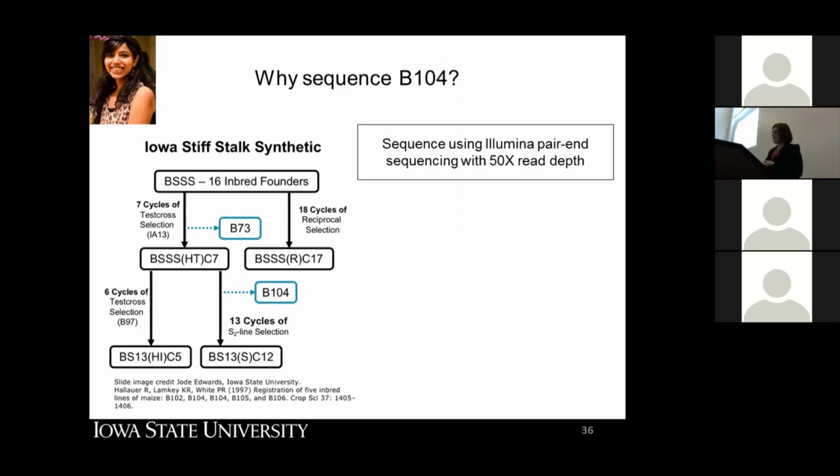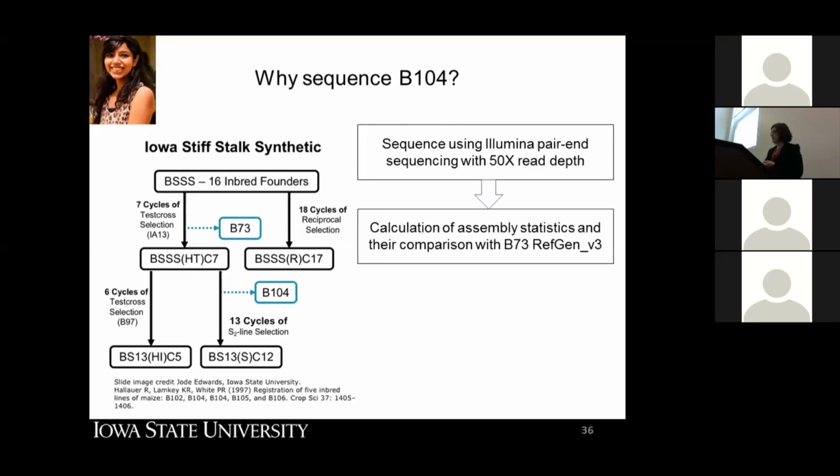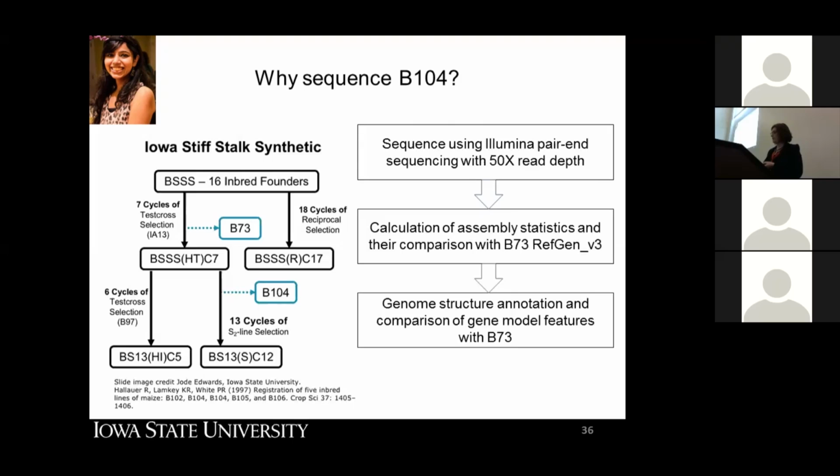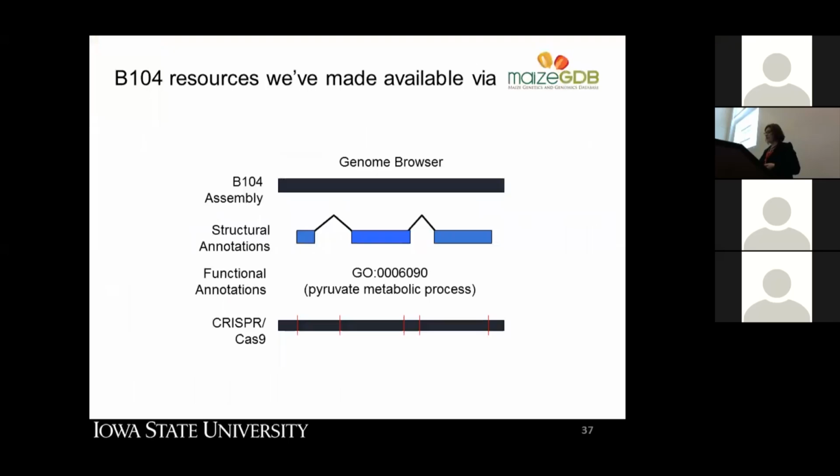So we did sequencing with Illumina paired-end sequencing to 50x coverage. We did some assembly, both reference-guided and de novo, compared it with B73 RefGen V3, called gene structures, and also called functional annotations. And those are available now at MaizeGDB. This is work that was done by Nancy Manchanda in my group.